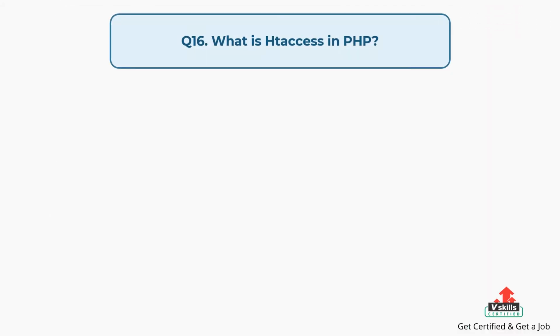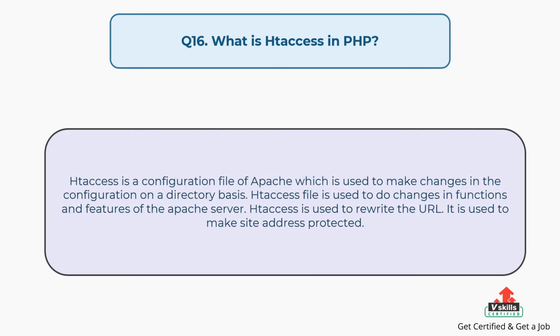Question number 16. What is Htaccess in PHP? The answer is, Htaccess is a configuration file of Apache which is used to make changes in the configuration on a directory basis. Htaccess file is used to do changes in functions and features of the Apache server. Htaccess is used to rewrite the URL. It is used to make site address protected.